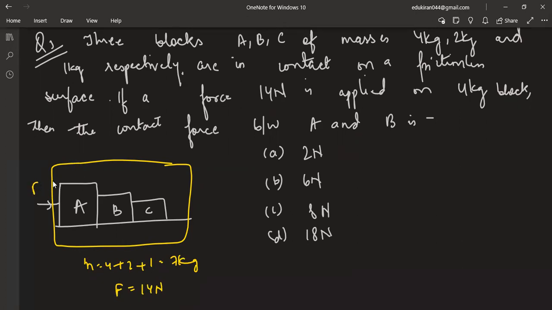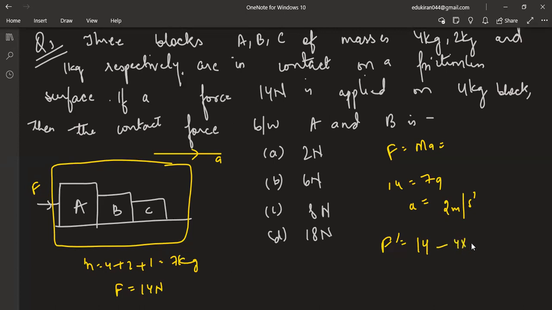So force is applied, acceleration is there. Force is equal to ma, that is 14 is equal to 7a. Acceleration is 2 meter per second squared. Now you are just asked to calculate it between A and B. Between A and B means only 4 kg is involved. So F dash will be 4 into 2, that is mass into acceleration, that is 8 Newton. Net force minus that, F dash is 6 Newton. So this is the option.